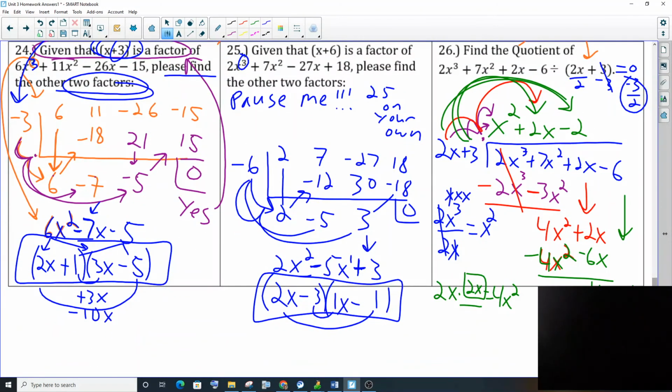There's our answer. And do it again on the test. Ace it. Try it again on your own. Push pause, rewind. Try this problem on your own. See if you get the same answer.